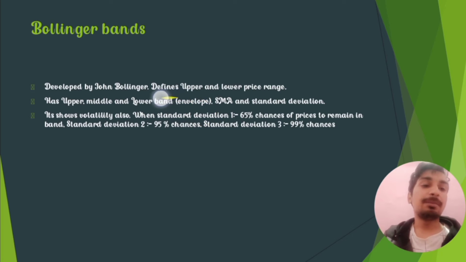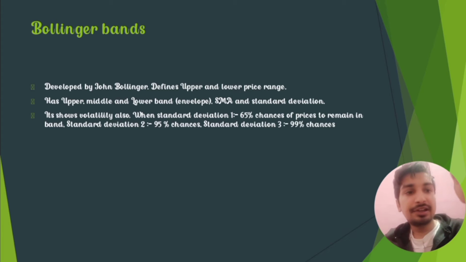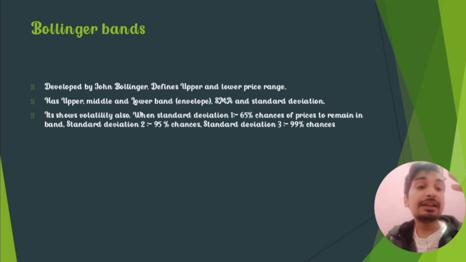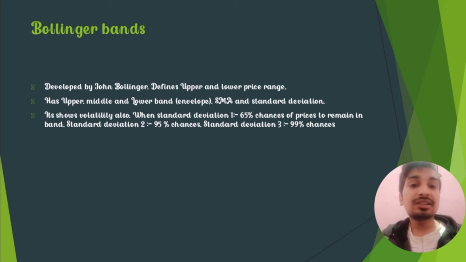It is also called an envelope: upper envelope, lower envelope. It is made from a simple moving average and standard deviation. So the upper line and the lower line are nothing but the standard deviation of the moving average. You might have studied what standard deviation is in your mathematics. You don't have to go into so much detail, but it shows you the volatility.